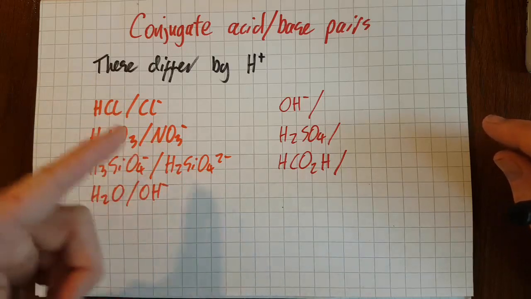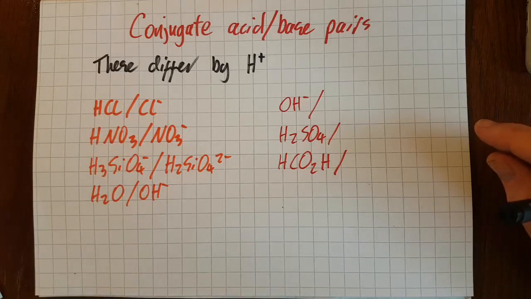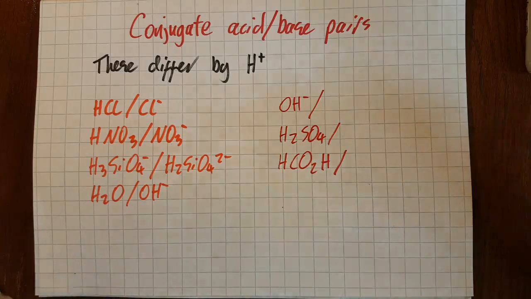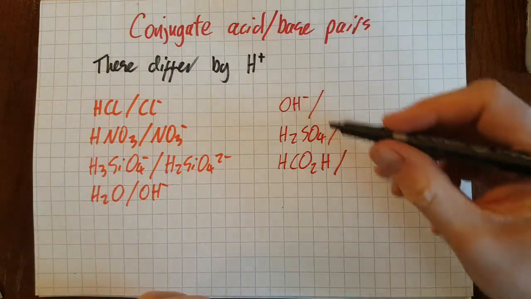You've got to keep track of the signs. The charge on the conjugate base is always going to be different. You're knocking off a positive ion. So what would there be? What would complete these acid-base pairs?